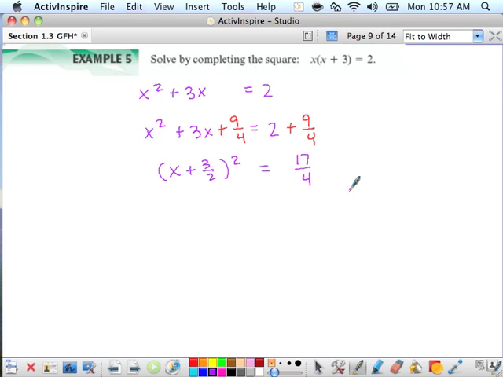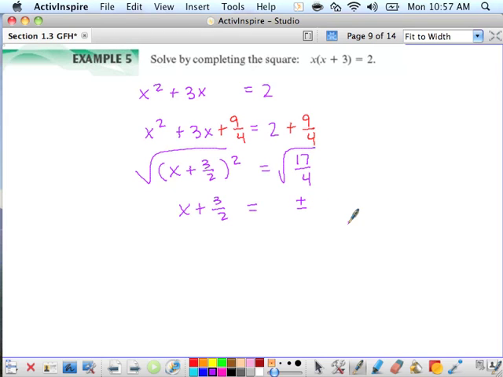2 plus 9/4, 17/4. Now let's take the square root of both sides. The left side becomes x plus 3/2. And the right side becomes plus or minus.